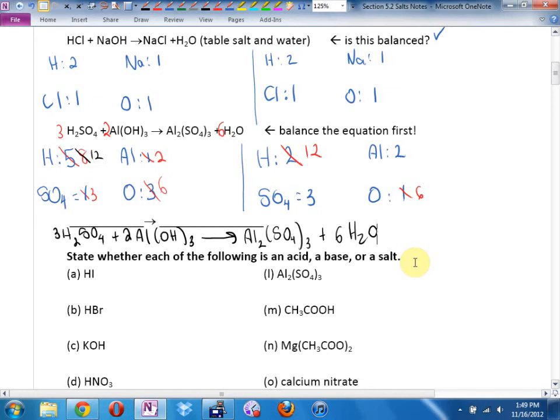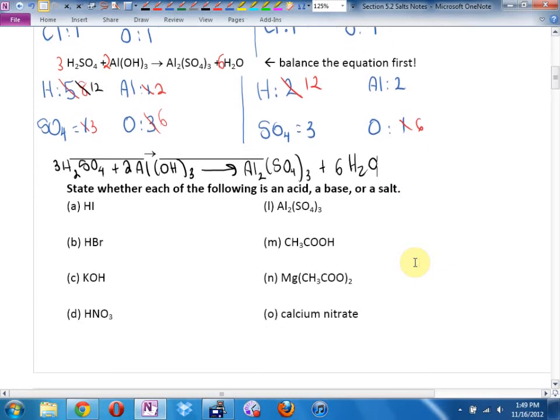So the next question asks, state whether each of these is an acid, a base, or a salt. What would be a good letter to use for acid? What would be a good letter to use for base? What would be a good letter to use for salt? S. Thank you. A. What do you think? How do you know? Okay. We might need more proof, but if I had to guess, yeah, let's go with it.